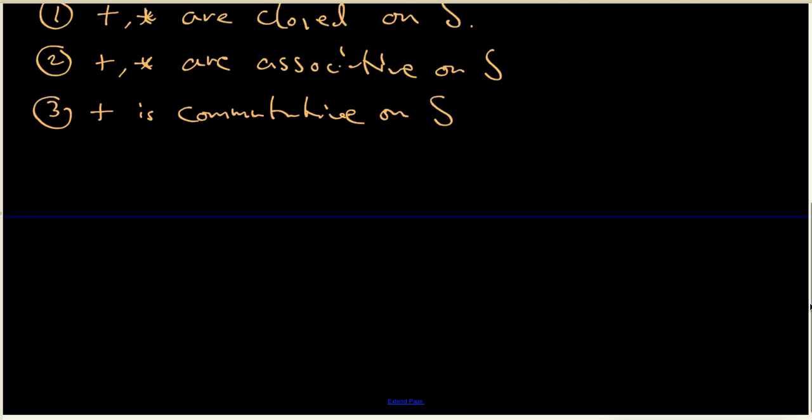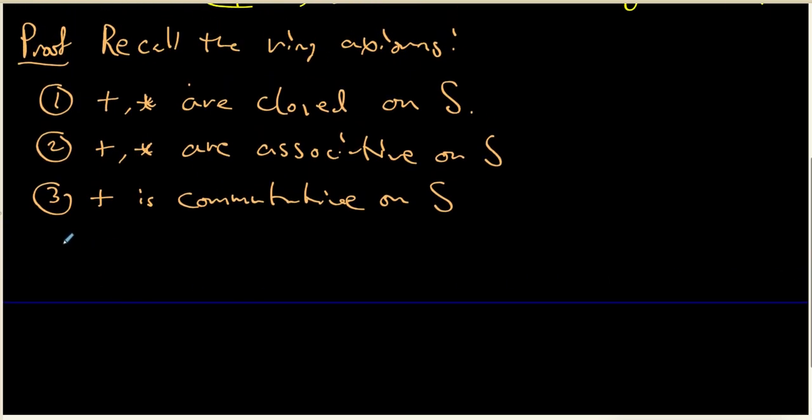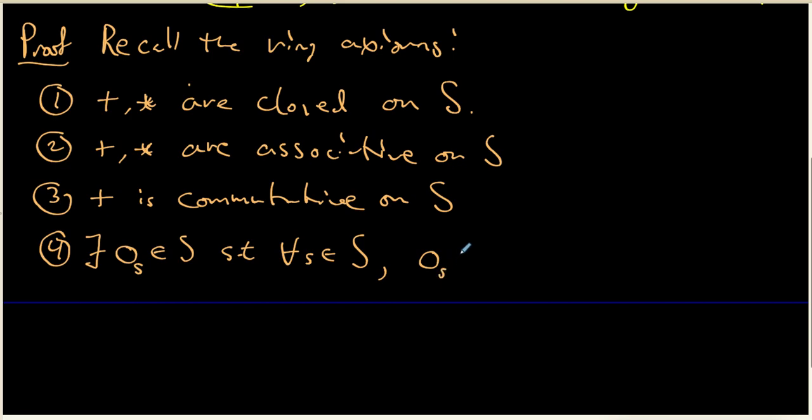Let's see, we also need the existence of a zero that is an additive identity. So we need a 0 sub S inside S such that for all little s inside S, 0 sub S plus s is equal to s plus 0 sub S, and both of these are equal to s.